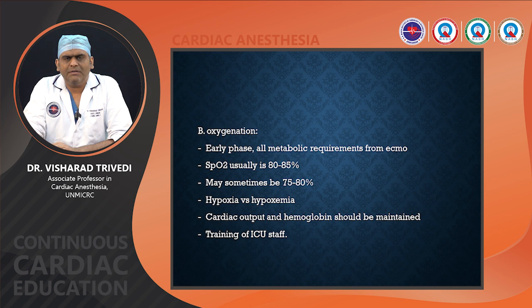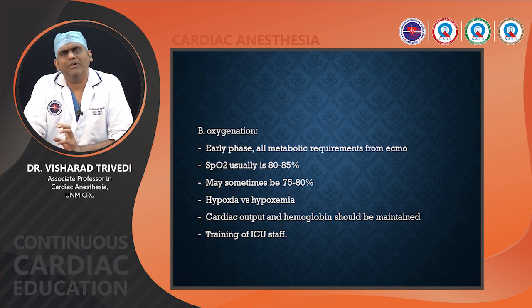Oxygenation management is also of utmost importance in Veno Venous ECMO, because we have put a Veno Venous ECMO just for respiratory support only. So SpO2 is usually kept around 80-85%, sometimes roughly around 75 to 80%. Here comes the important concept of hypoxia versus hypoxemia, as we have discussed earlier: you have to maintain a good amount of hemoglobin or hematocrit, so that even with low saturation, your oxygen delivery to the tissue is not hampered.